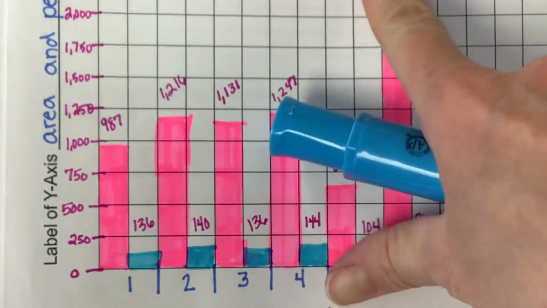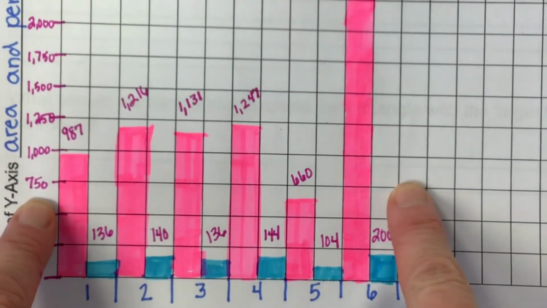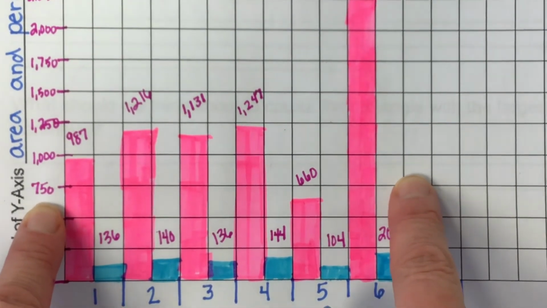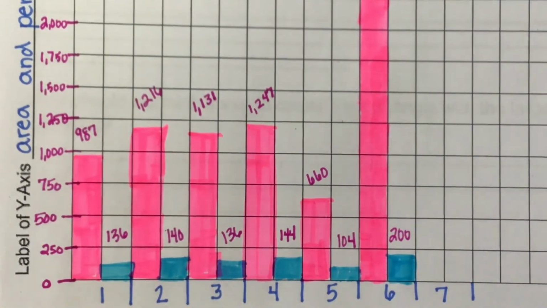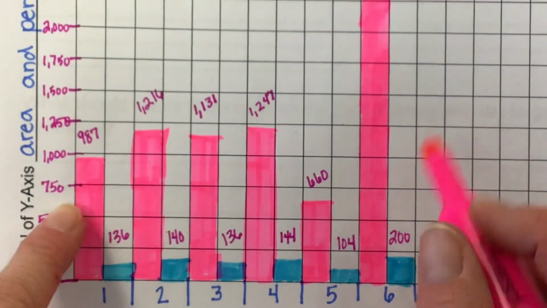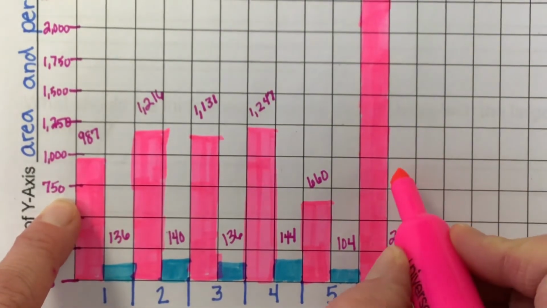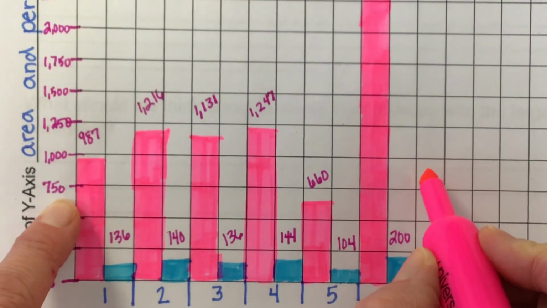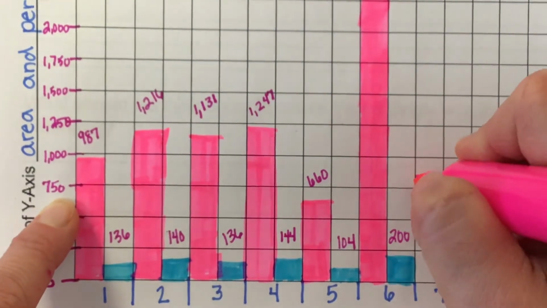And then our last one is 847 for the area. So 750 to 1,000, halfway would be 875. So it's going to be a little less than halfway. I need to get my pink marker. Halfway, a little less than halfway between 750 and 1,000.